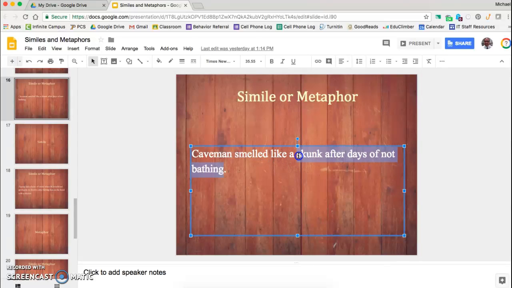Okay, if you have trouble with that, definitely let me know. But again, you're looking for just the comparison word "like" or the comparison word "as" to check whether it's a simile. If it doesn't use them, it is a metaphor. Okay, I hope that makes sense. If you have any questions, please let me know.